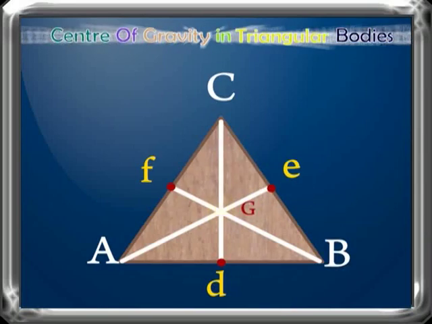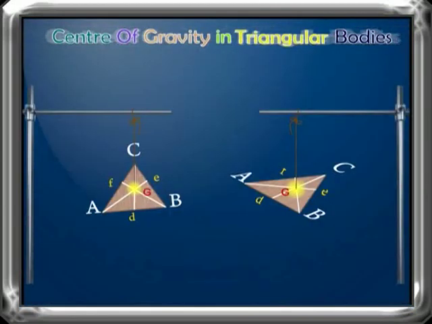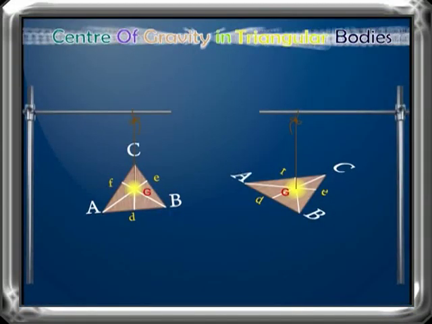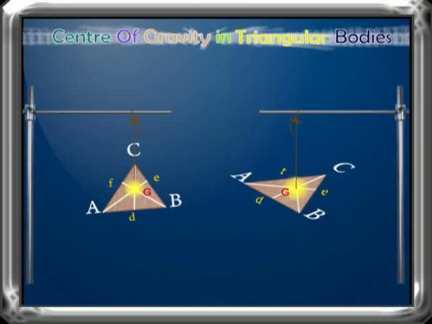This point G is the geometric midpoint of the triangular lamina. If you hang the lamina at the point G, it remains horizontal. If hung at another place, it does not remain horizontal. So, with this experiment, you can understand that G is the center of gravity of triangular lamina.